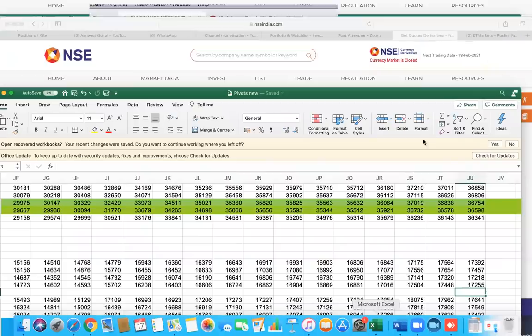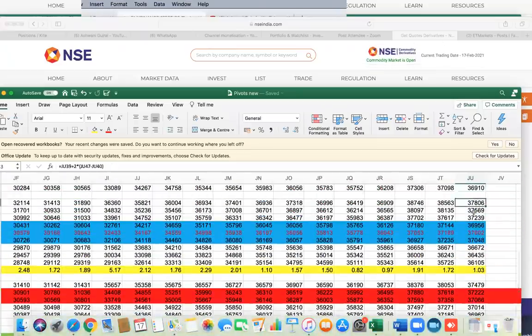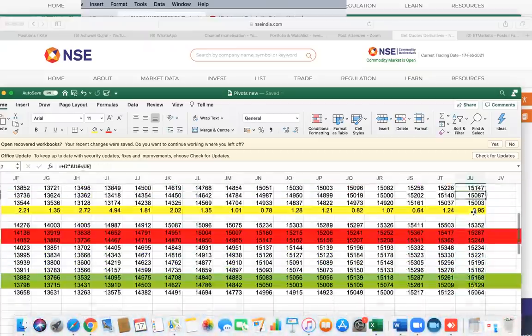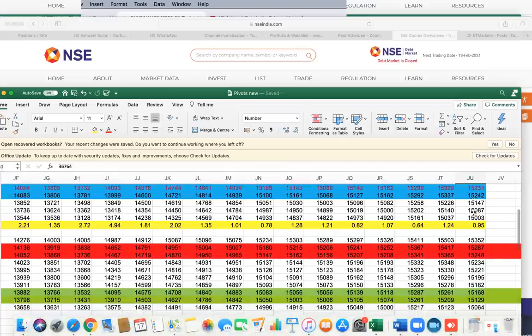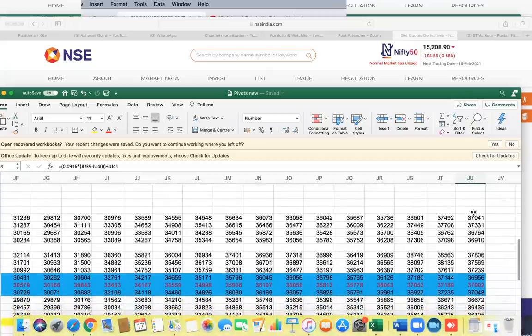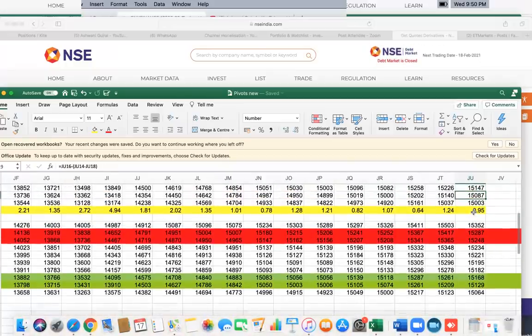In terms of pivots, Nifty pivot now is about 15,230. So I think all upside will get resisted here. Similarly, Bank Nifty pivot is about 37,000. Again, all upside should be restricted here. And on the downside, 36,400 on Bank Nifty, and on the Nifty, I think 15,080 could be zones which could be tested over the next couple of days.